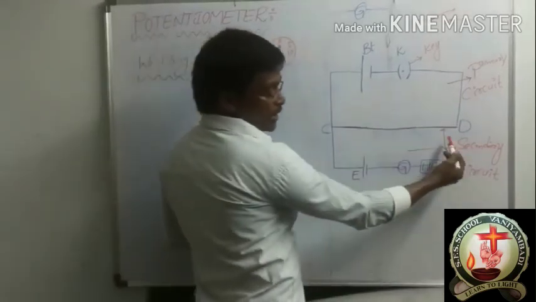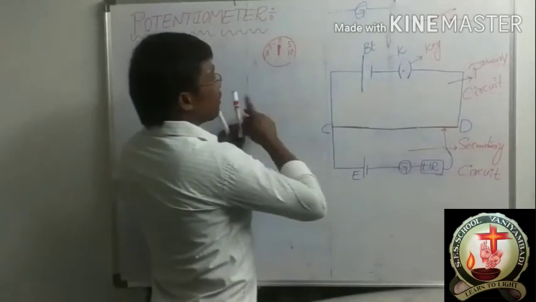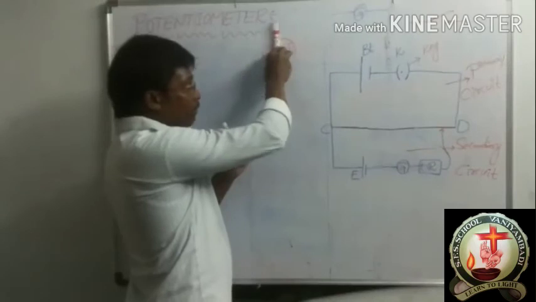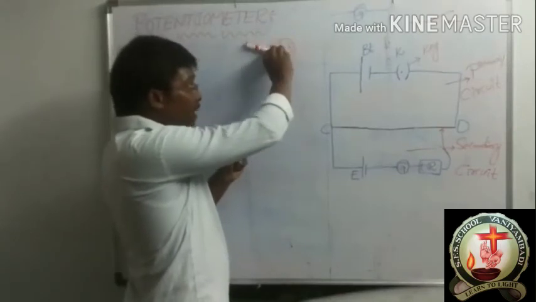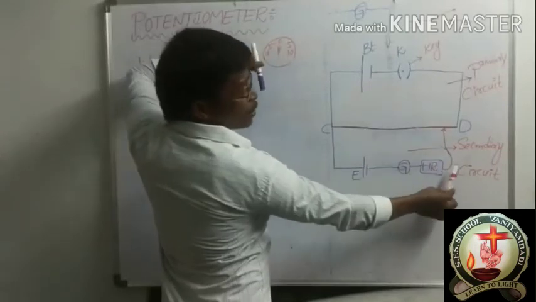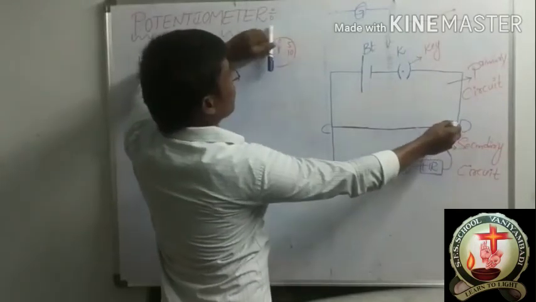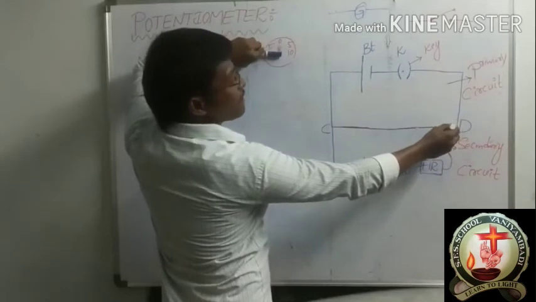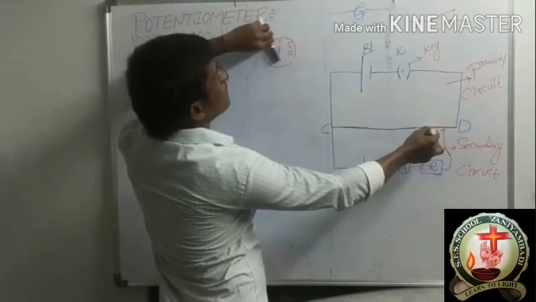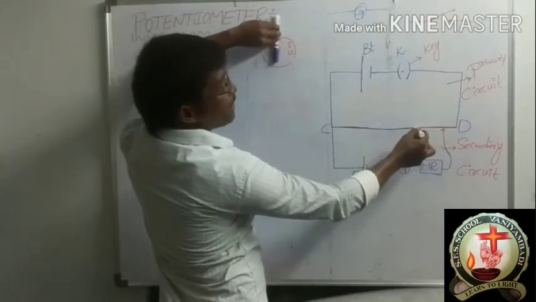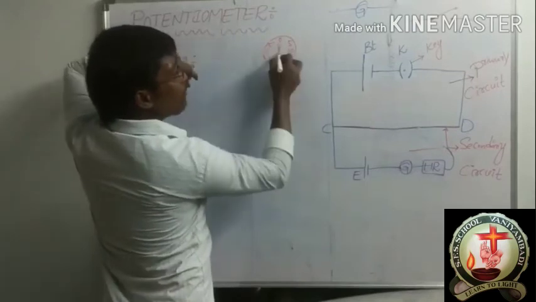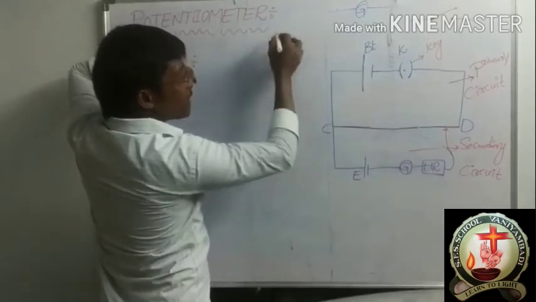Whenever you touch here with this jockey, this galvanometer needle will move like this. It will move like this. This needle will fall down. Suppose with this jockey, I am touching at this point here. The needle is falling like this. Whenever you are moving this jockey to this side, this needle will move. At some particular point it will show zero deflection. Zero deflection means this needle will be fixed at zero. It is showing zero.